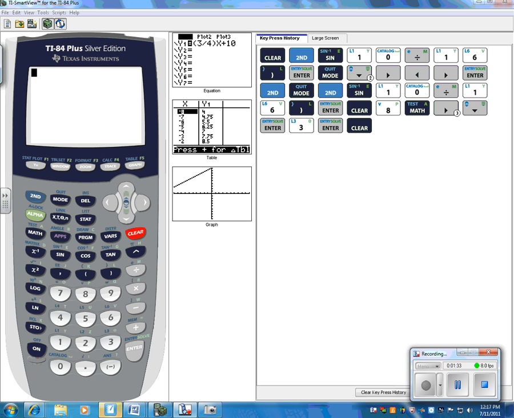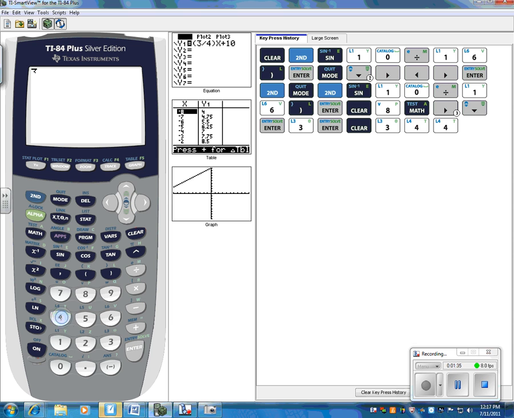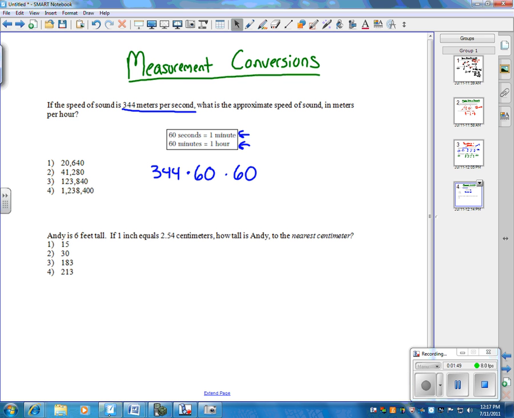I pulled up my graphing calculator, so I'm going to input those values, 344 times 60 times 60. And we get 1,238,400. So going back to the choices, 1,238,400 turns out to be answer 4.